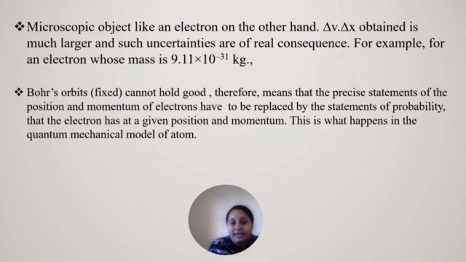And Bohr's orbits are fixed, and so they cannot hold good. It means the position and the momentum of the electron is replaced by a statement of probability. So, the probability of an electron moving in a definite or stationary orbit may or may not be possible. This is called probability. So, you are expecting something which may or may not be probable. Either the electron can move, or the electron cannot move. So, this concept is explained by the quantum mechanical model of an atom.